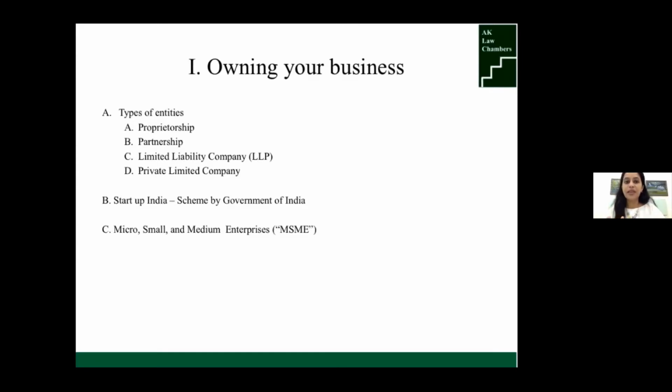Your partnership could be registered or unregistered under the Indian Partnership Act. The third type of entity is a limited liability partnership, which is a partnership, but the liability of the partners is limited. And the fourth form of an entity is a private limited company, which is the most common today. And I will come to the points as to why it's most preferred today for several startups.